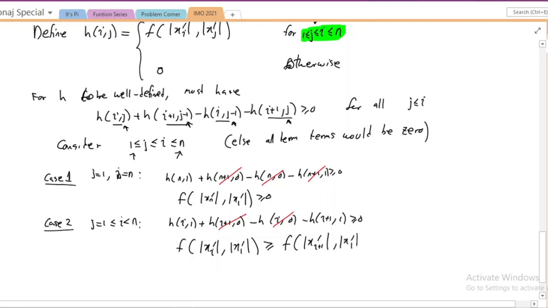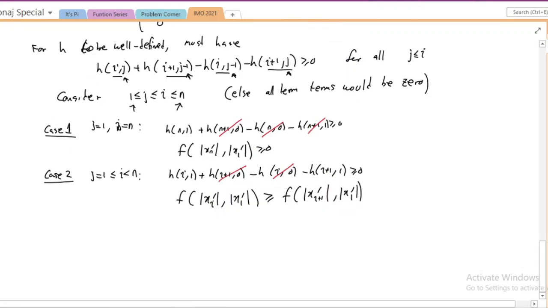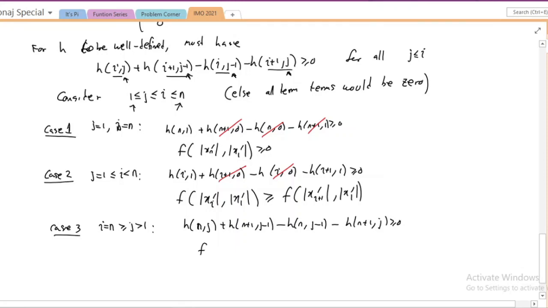So this is what it translates to. So the next case would actually be similar. This time n is greater than j, which is strictly bigger than 1, and you have (n, j), (n plus 1, j minus 1), (n, j minus 1), (n plus 1, j). We'll cancel some terms out. The ones with n plus 1 are out of range, so we'll cancel them out. I'll just write based on what's remaining. We'll do the striking later.